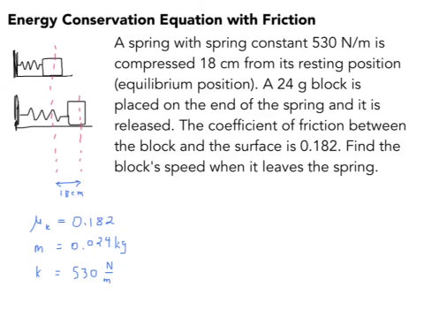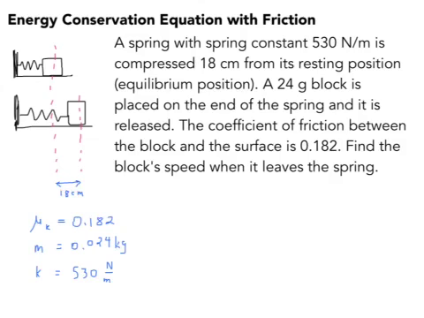The coefficient of friction between the block and the surface is 0.182. We have to find the block's speed when it leaves the spring at this point. So now the spring is back to its equilibrium position here, and the block is flying off. So here are the givens.